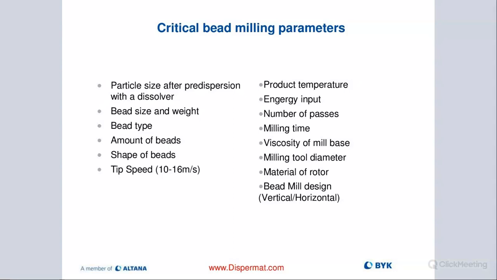And then the diameter of my milling tool, my rotor, or my milling disc. You don't have a lot of options there because the milling chamber and the rotor work hand in hand. So there are fixed ratios and also fixed bead volumes usually, so you don't have a lot of choice. But if you increase the milling tool diameter, you also increase the milling chamber size. So you basically would mill faster or mill more material.